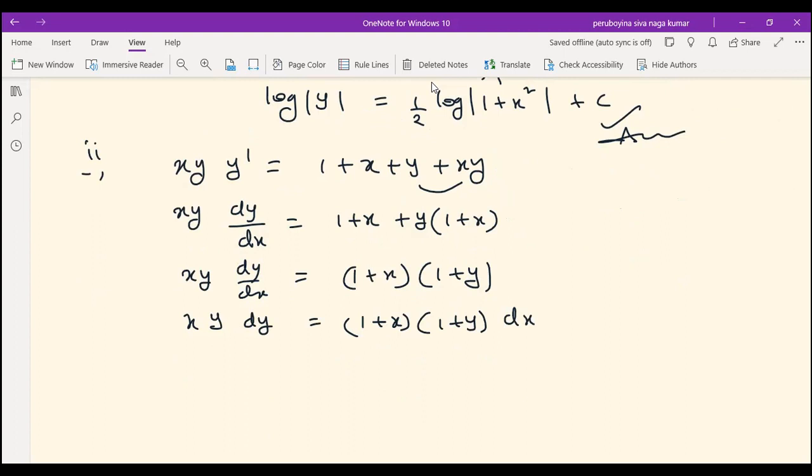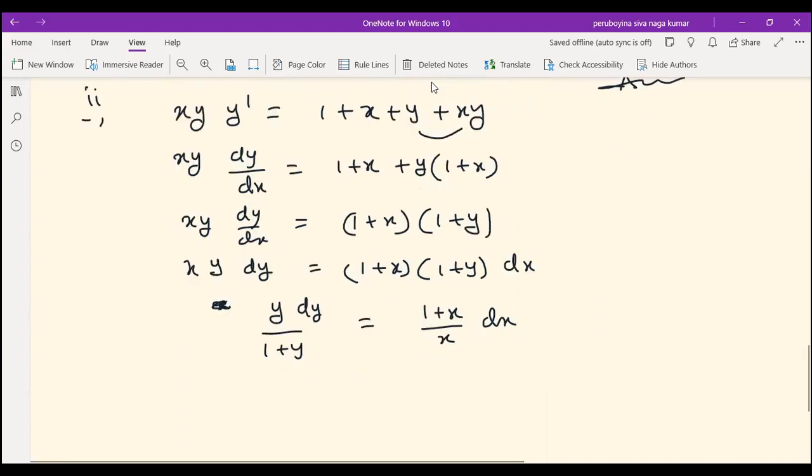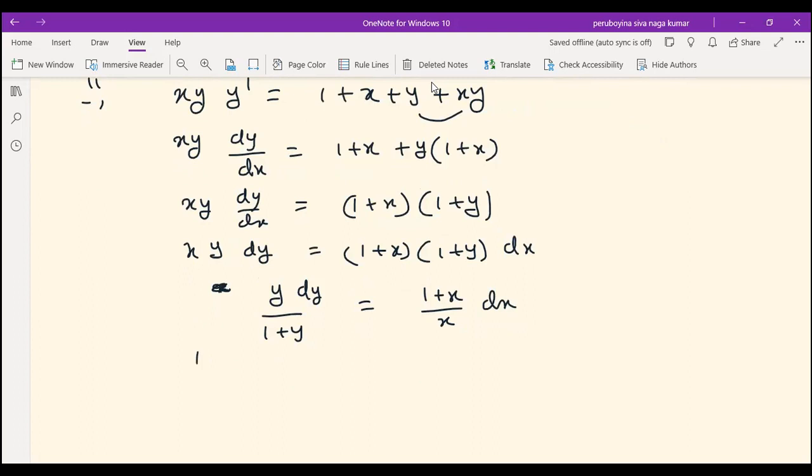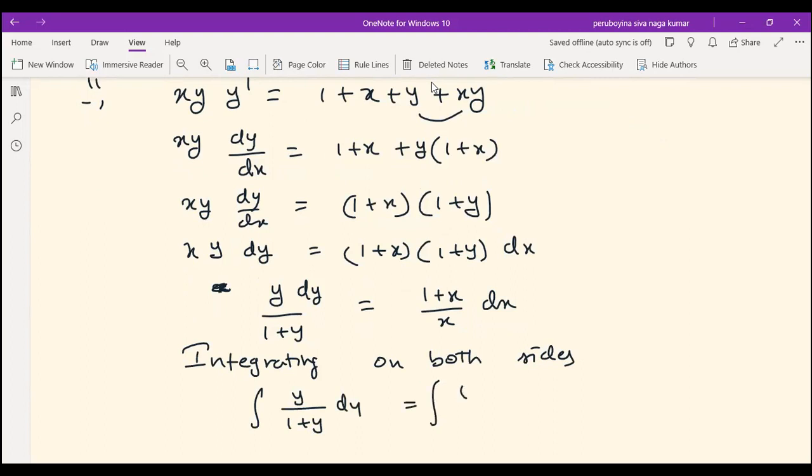So we will separate the variables. Here, y dy by 1 plus y is equal to 1 plus x by x dx. Now we will integrate on both sides. So integrating on both sides means integral of y by 1 plus y dy is equal to integral of 1 plus x by x dx. Copied?